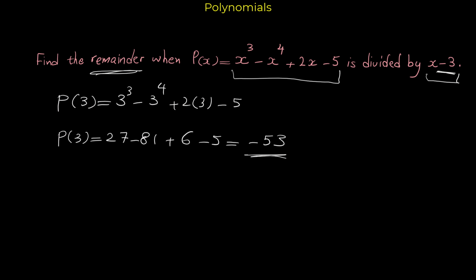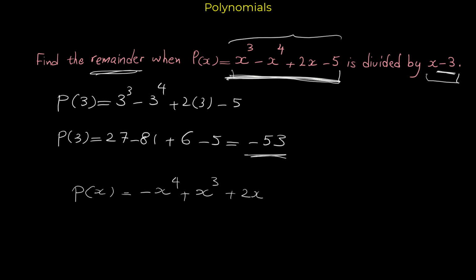Before we jump to the next question, let me mention something here. The terms of the polynomial given here are not in descending order, and it's always better to rewrite a polynomial in descending or ascending order, but usually descending order is better. So whenever we see a polynomial like that, it's better to write it in the form of negative x to the 4 plus x to the 3 plus 2x minus 5.